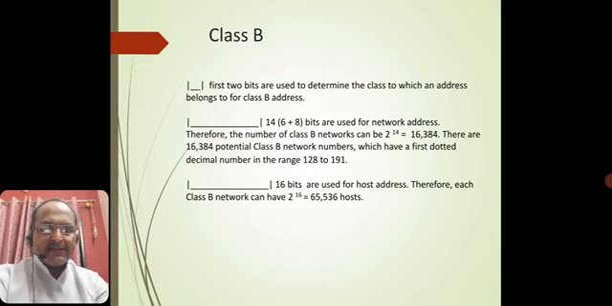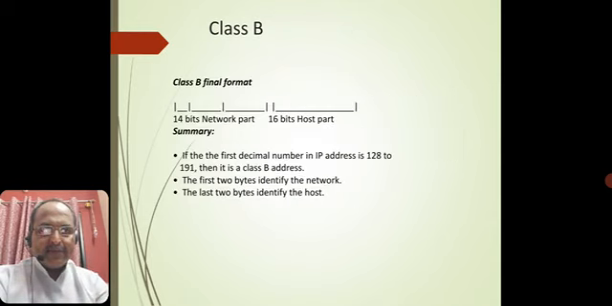hosts. This means that 65,536 hosts can have addresses at one shot. If you apply permutation and combination, many addresses can be easily identified. The class B final format looks like this: 14-bit network part and 16-bit host part. So if the first decimal number of an IP address is 128 to 191, then it is called a class B address. The first 2 bytes identify the network and the last 2 bytes identify the host. These two points are very, very important in class B.